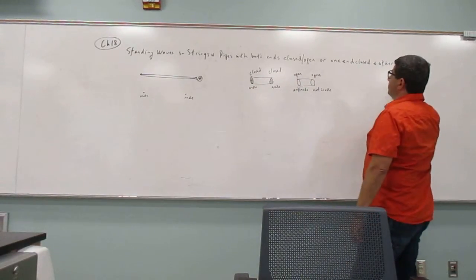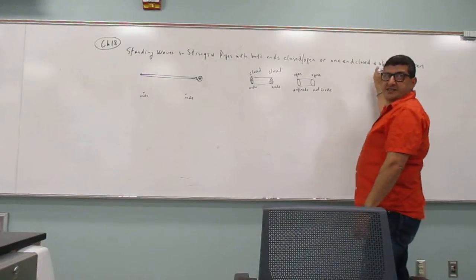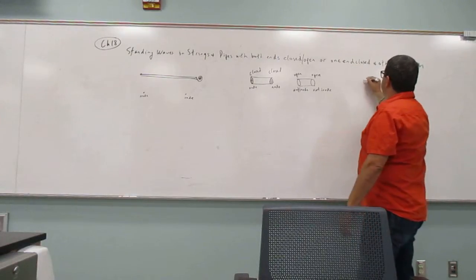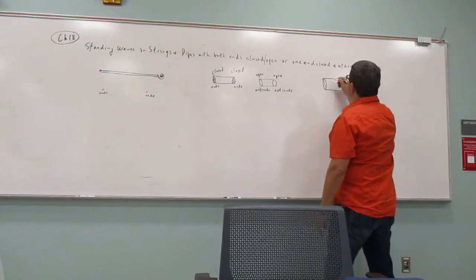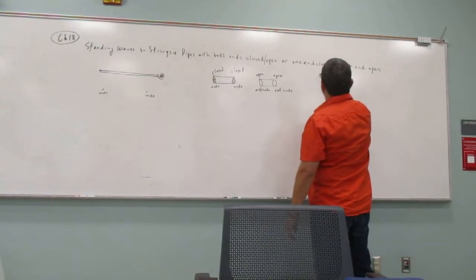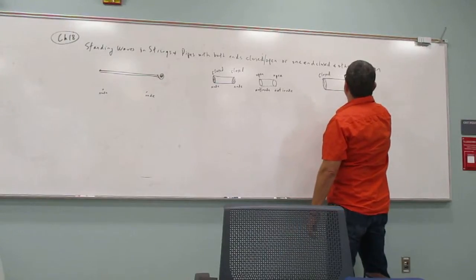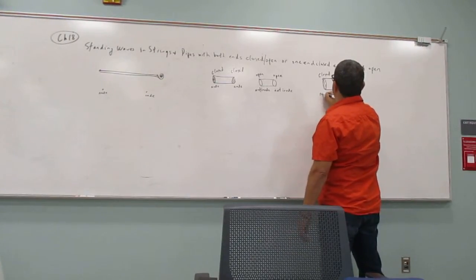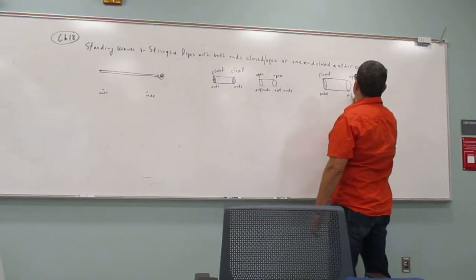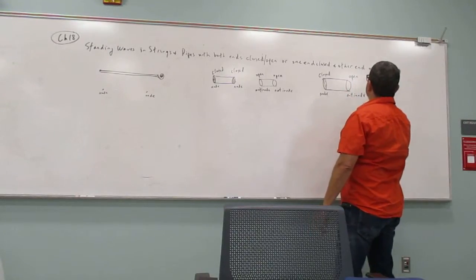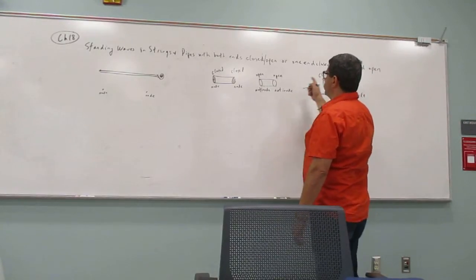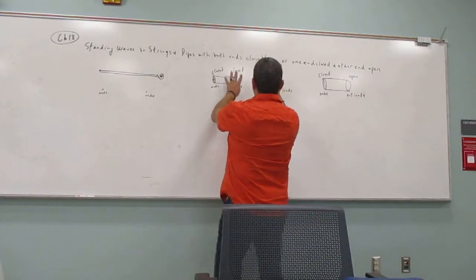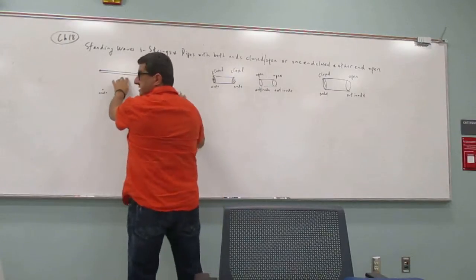The one that's different is when one end is closed and the other end is open. So then you have a node and antinode combo. Here you have closed and open, and then you have node and antinode. So the physics of this is different than this. This one and this one and this one are the same.